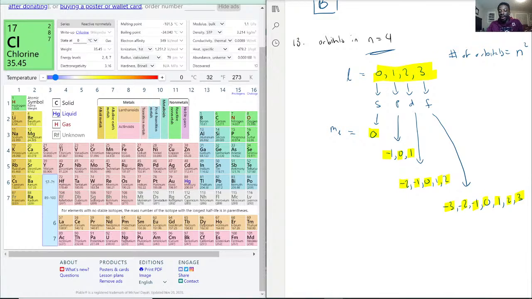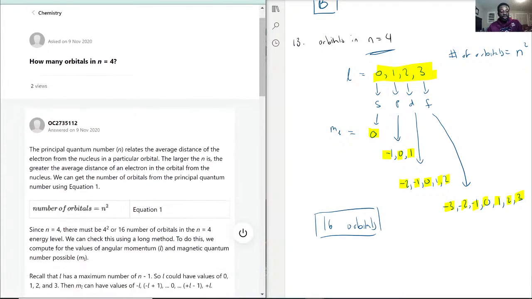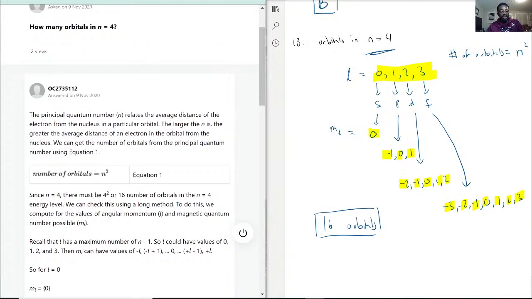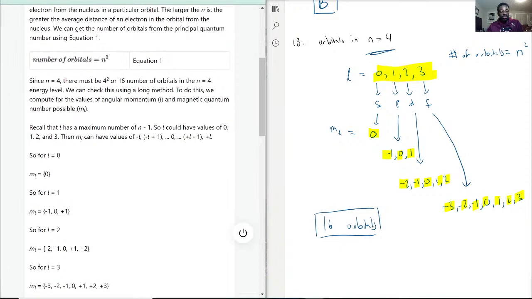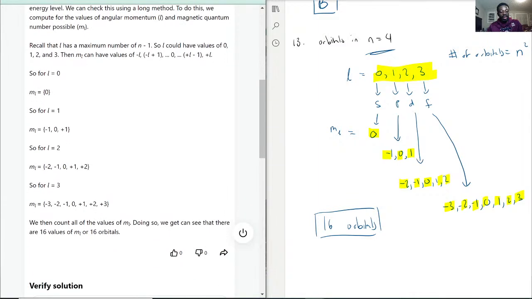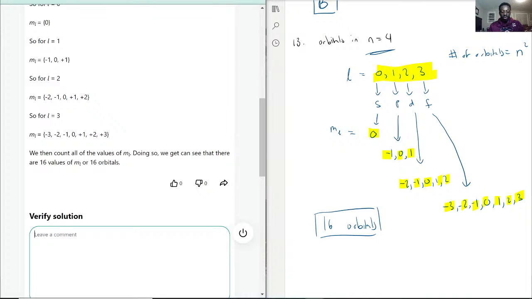But that's why I like to count it out like that. And you would have a total here of 16 orbitals, as we were able to count out. So let's see how we did. Normal orbitals, yep, n squared, and we broke it down and see that the ml is 0 for L equals 0, -1, 0, and 1 for L equals 1, and we did that exactly. And when you count it out, we have 16 orbitals.